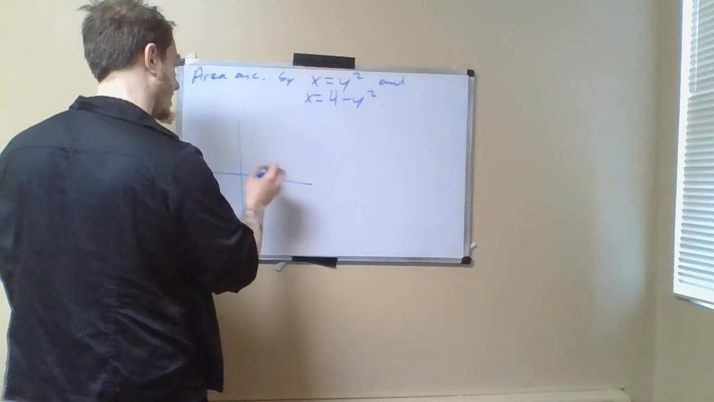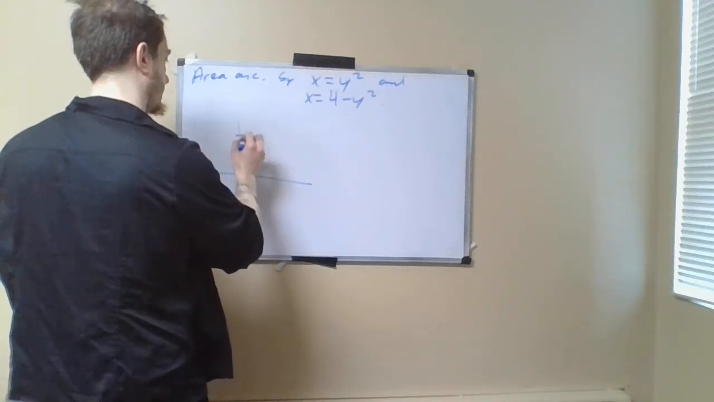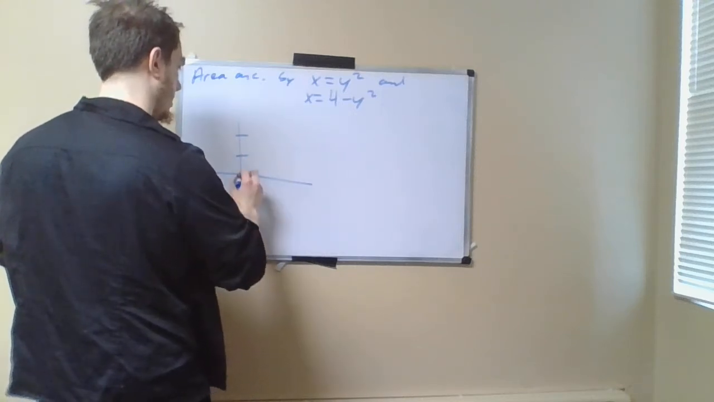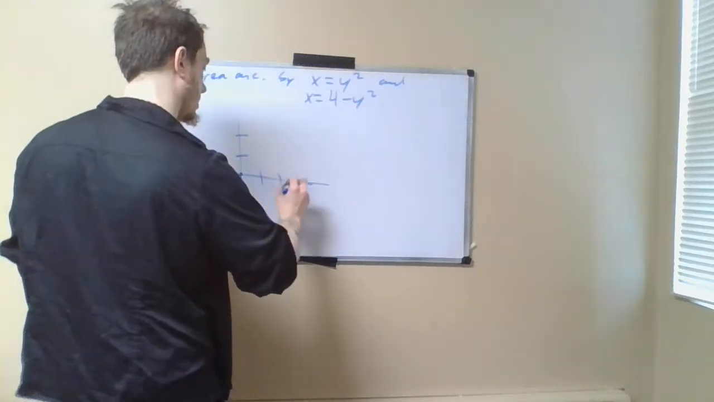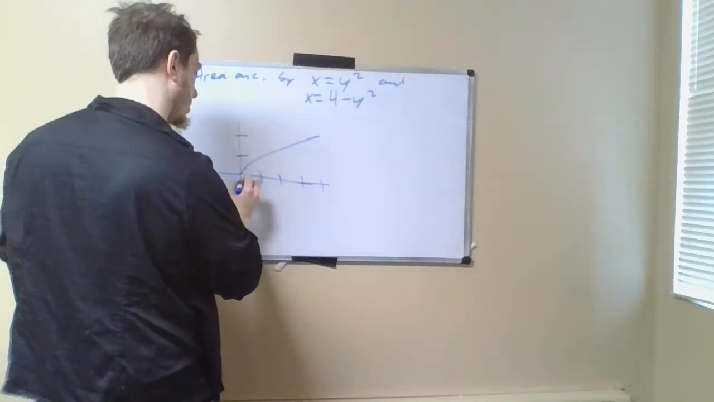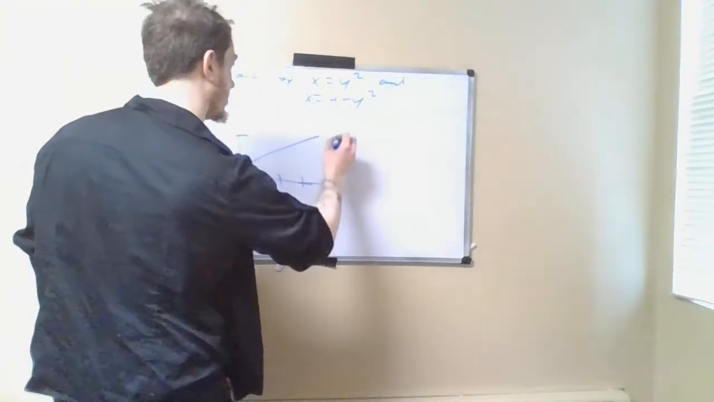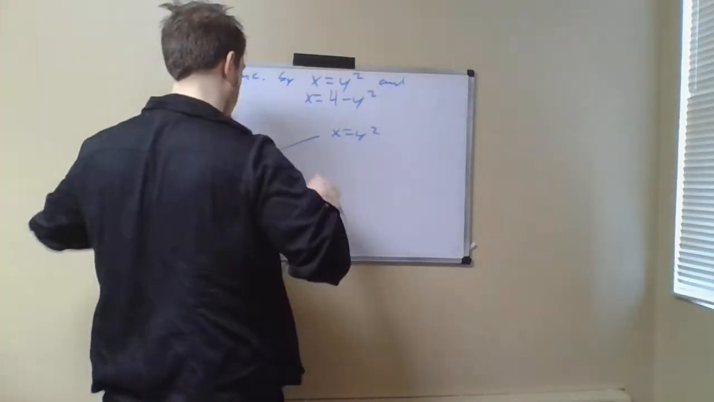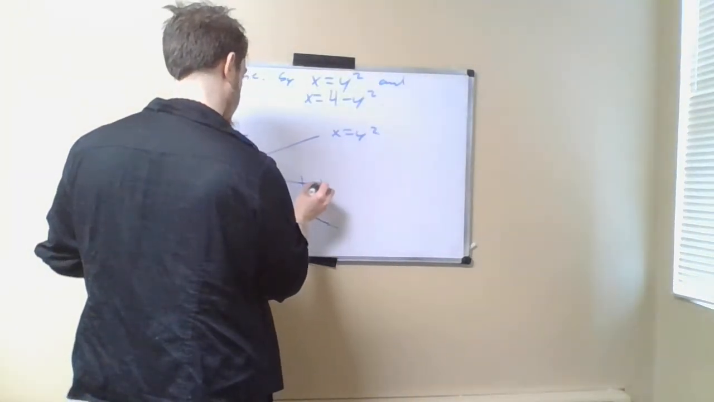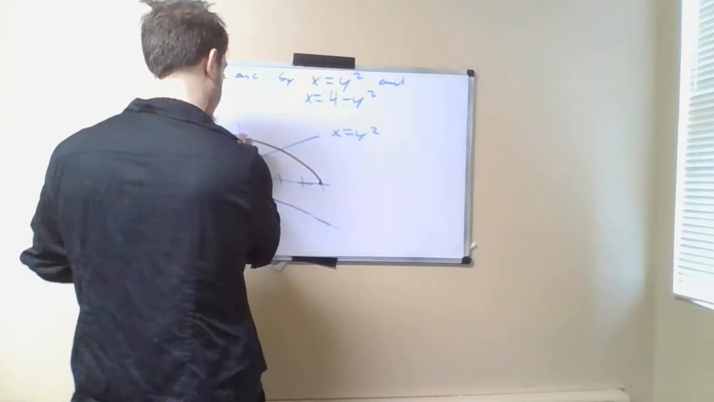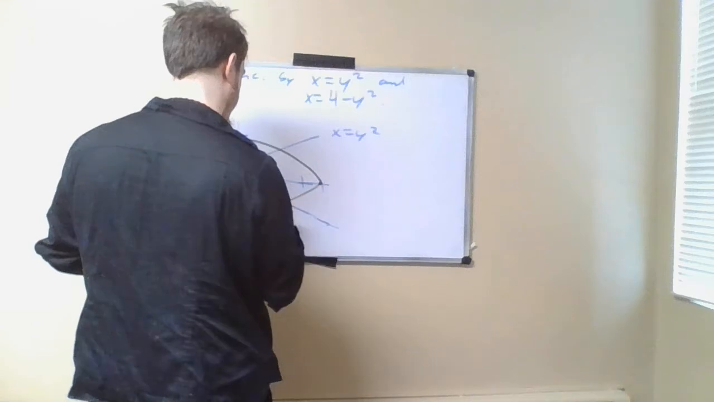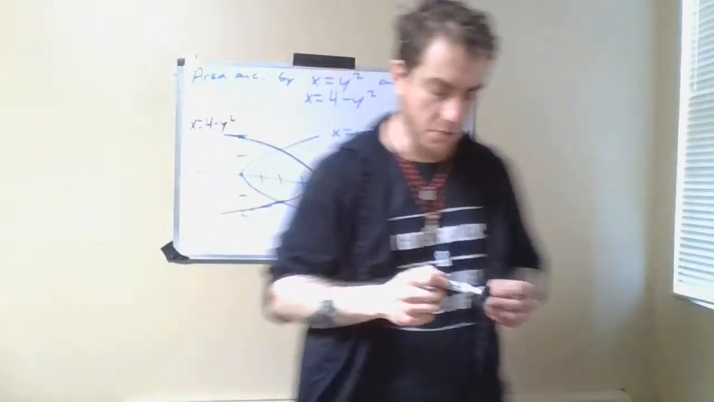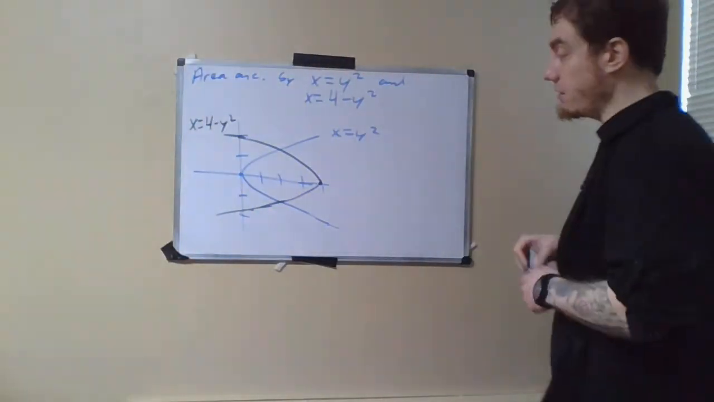Well, it's going to look something like this. X equals y squared is going to look like a horizontal parabola like this. And then 4 minus y squared, well, that's going to look like this. Sorry about that. It takes me a minute to draw everything, as you guys have no doubt observed.